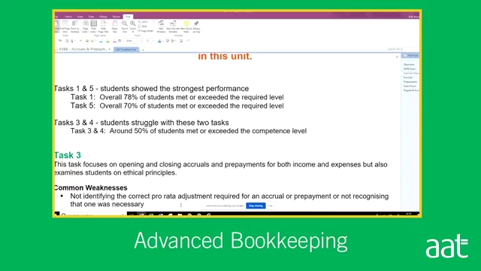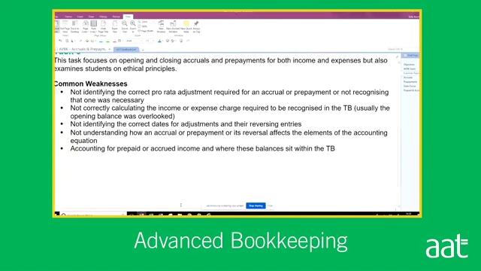So in terms of task 3 then, what are those common weaknesses? Where are students falling down? And I think this is really, really important, and I will keep reiterating as I'm going through the accruals and prepayments today, this is what you need to watch out for, because this is where the students are falling down when they are completing the questions.